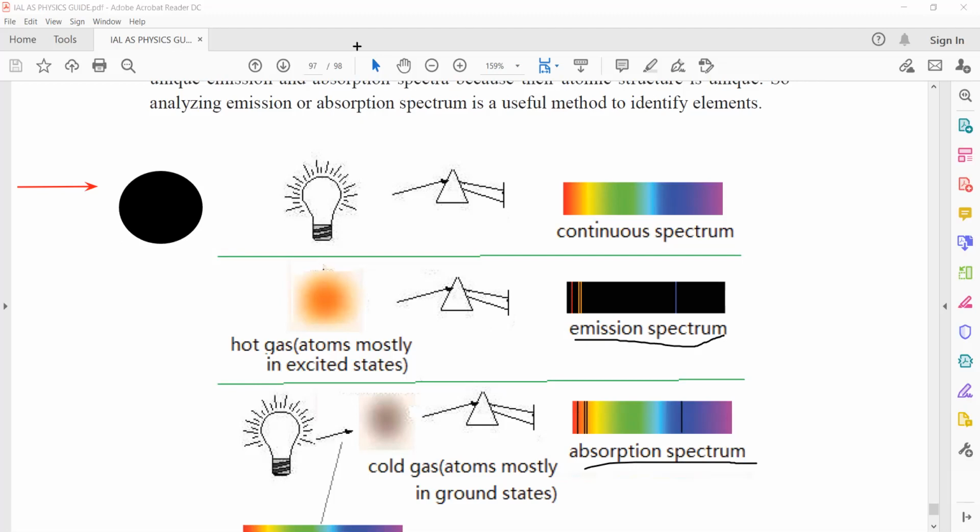Like red is there, yellow is there, green is there, orange is there, blue, violet. So we target this with all the colors, but what happens is only some of them are able to pass. If one or a few are absorbed, the remaining will pass through. We call that an absorption line spectrum.